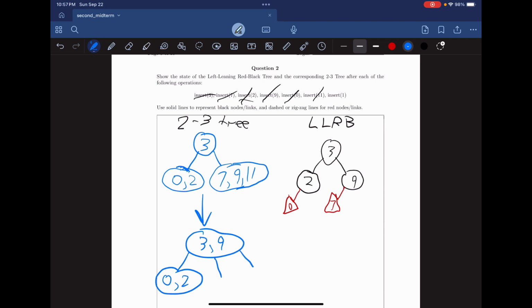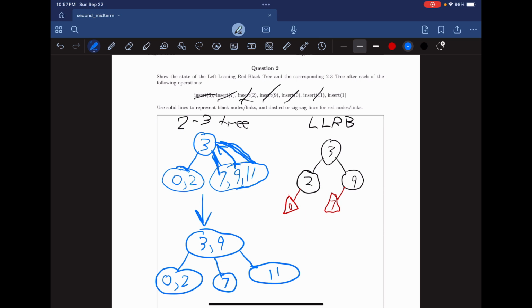And then there's going to be 3 children here. One of the children is going to be 7, and one of the children is going to be 11. And so essentially what we've done is we've sent the 9 up, we've set the 7 to be the left child, and we've set the 11 to be the right child. Or I guess the 7 to be the middle child.